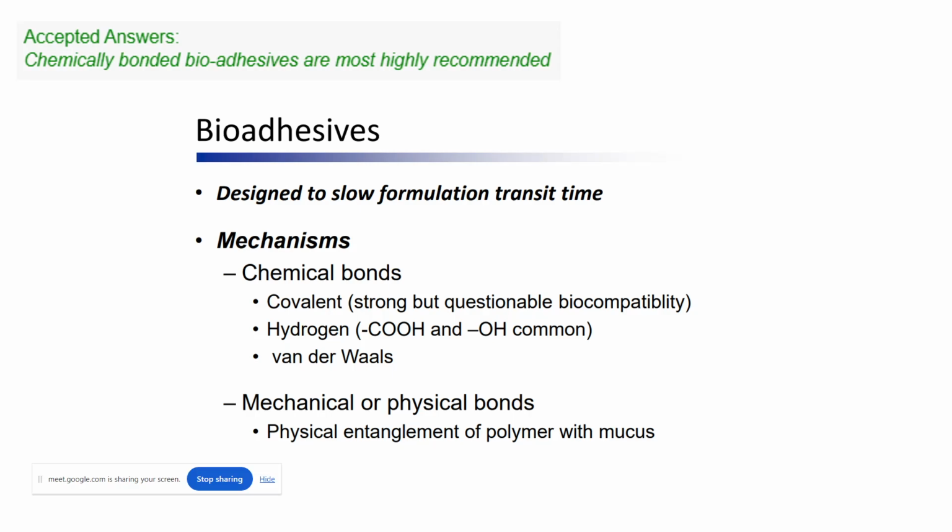Bioadhesives are designed to slow down the formulation transit time. Mostly chemical bonds like covalent, hydrogen, and van der Waals are used, but they are not very recommended due to compatibility issues. Physical entanglement of polymer with mucus based bioadhesives is also recommended.